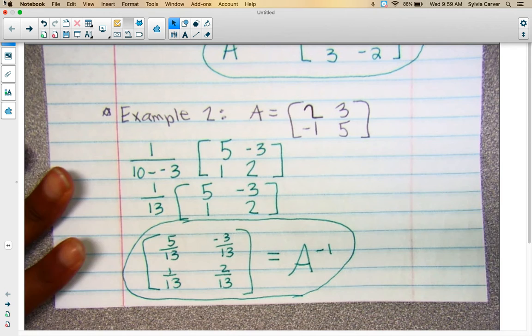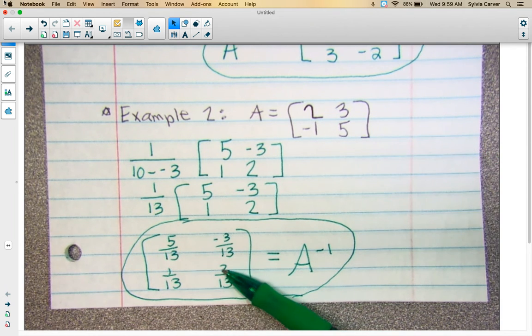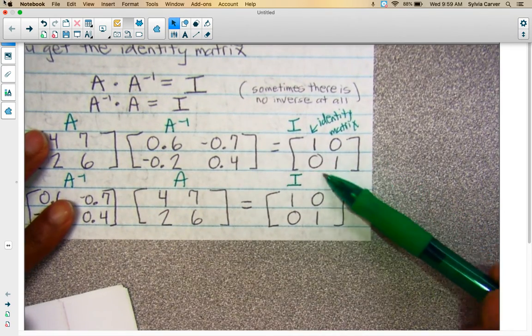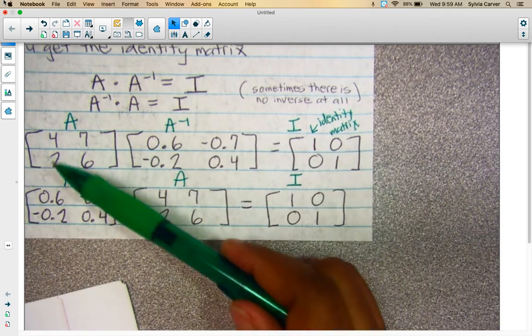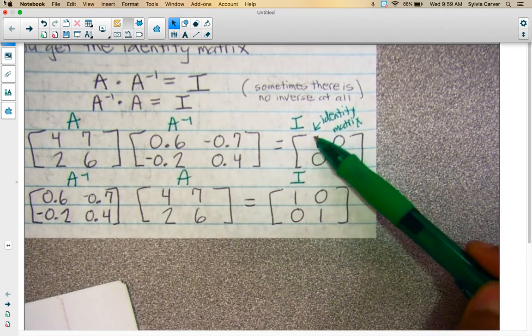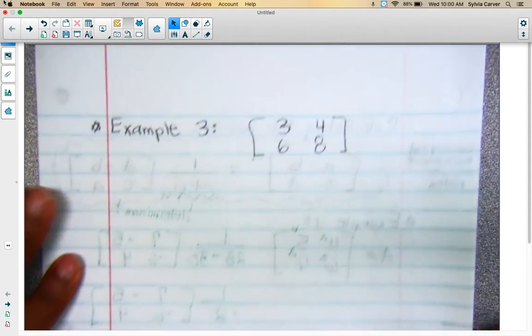So if we were to take this matrix, which is what we started with, multiplied by this inverse matrix, we would get this identity matrix that I spoke of a little earlier. So anytime you multiply the original times the inverse, you get an identity matrix, which has ones along the diagonal. Let's take a look at one more problem. So this is example 3.